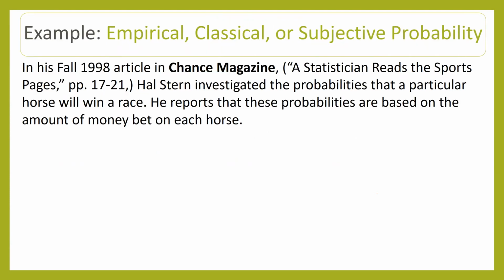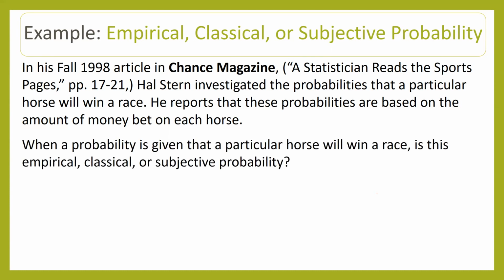All right, so in his fall 1998 article in Chance magazine, a statistician reads the spot, page 17 to 21. As Chance investigated the probabilities that a particular horse will win a race, it reports that these probabilities are based on the amount of money bet on each horse. The question is, what is this probability? Is it empirical, classical, or subjective?